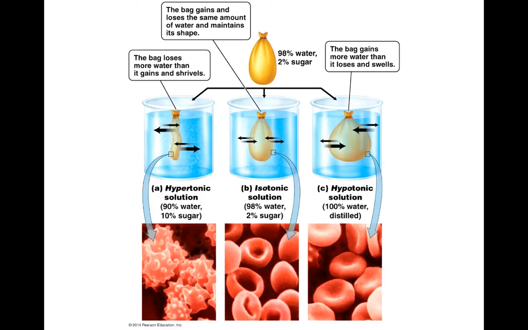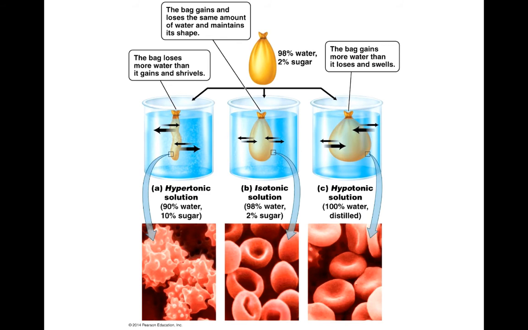Now, here is another depiction of this. As you can see here on the left, this is just like what we worked with in lab. It is a dialysis tubing bag in which we have a 98% water, 2% sugar solution, so not a lot of sugar. However, if we put it in a hypertonic solution, that means that there is more sugar in the solution than in the bag. And in this case, the water would go out.